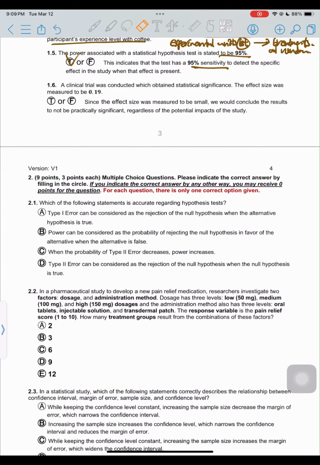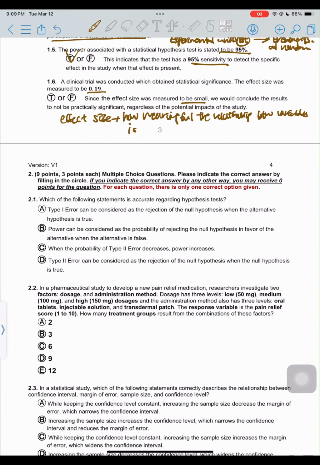Okay, so this question asks, a clinical trial was conducted which obtained statistical significance. The effect size was measured to be 0.19. Since the effect size was measured to be so small, we would conclude the result to not be particularly significant, regardless of the potential impacts of the study. So effect size does tell you how meaningful the relationship between the variables is.